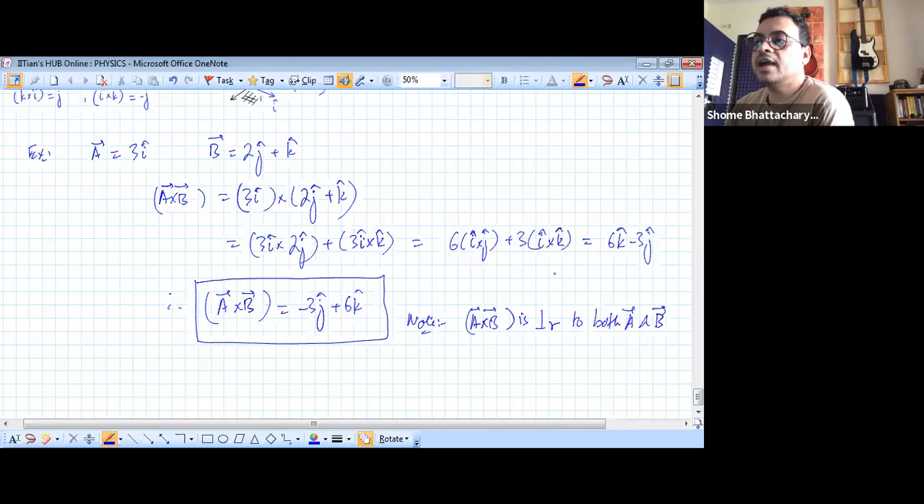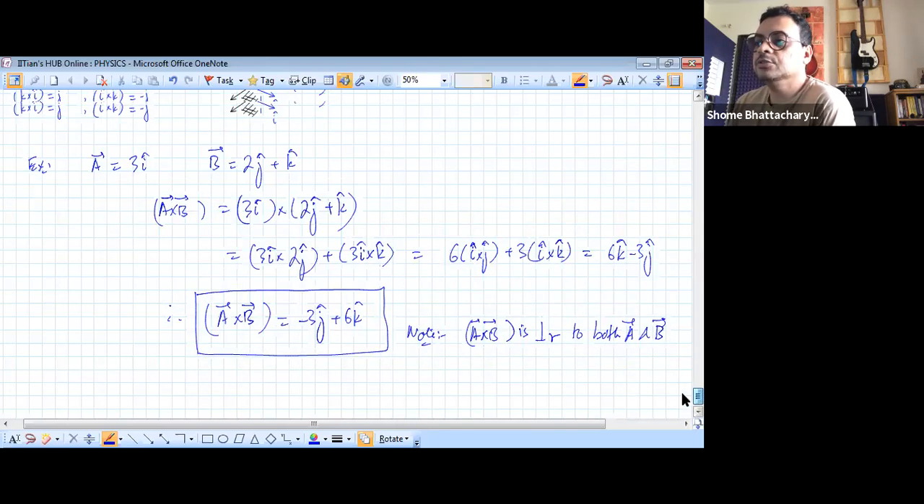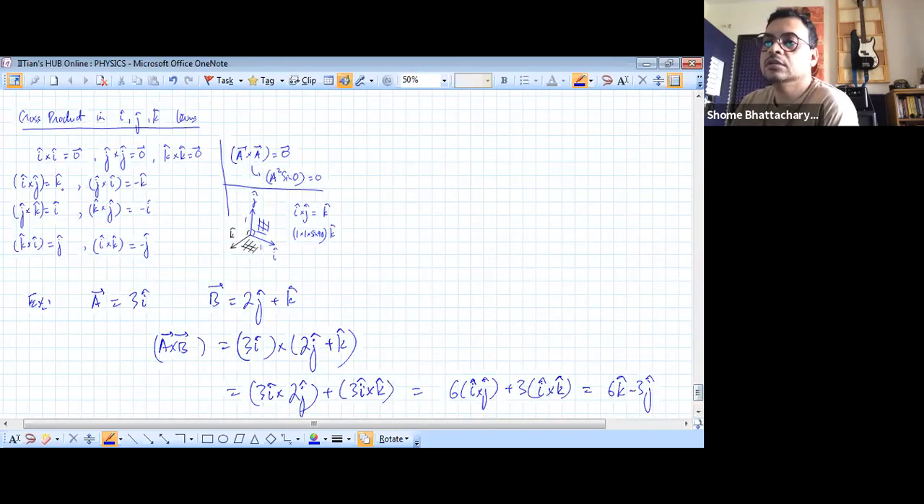This last step, where did I substitute I cross J from? From this set of formulas. So I cross J is substituted from here, it's plus K cap, whereas I cross K is coming from this last formula here. I cross K is minus J.